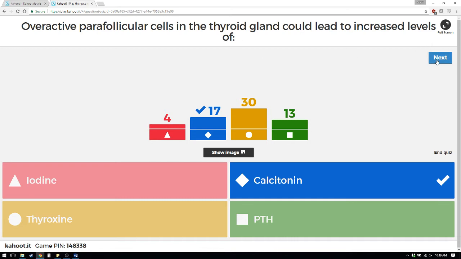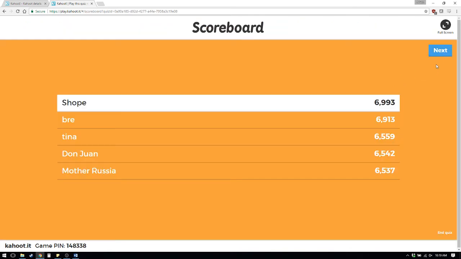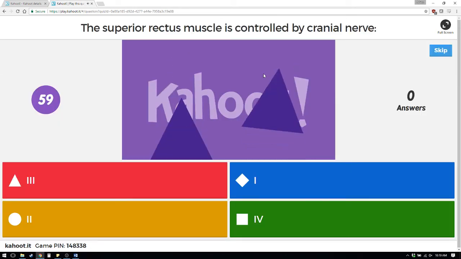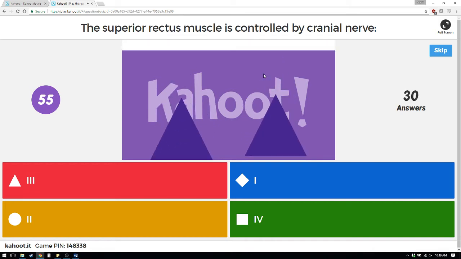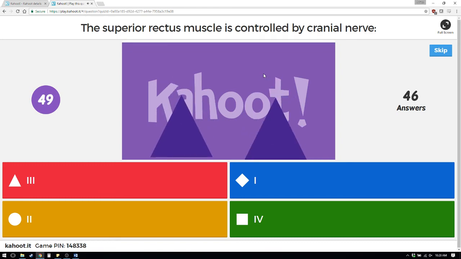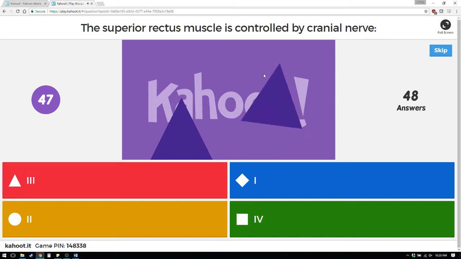Okay, moving on. Shope is now number one. Okay, superior rectus muscle is controlled by cranial nerve. This is also known as the trochlear nerve.